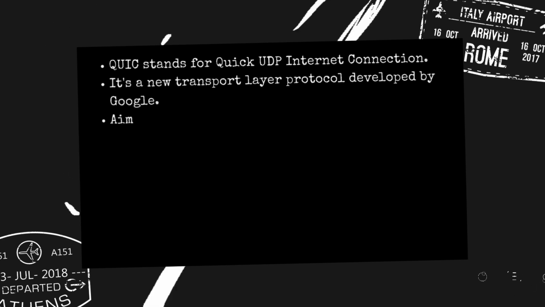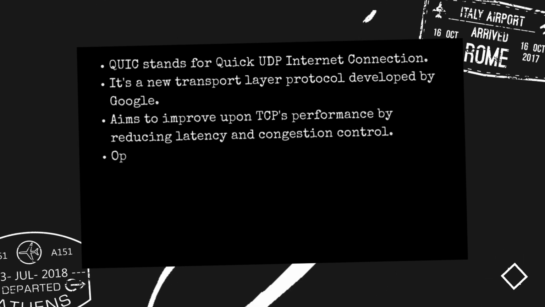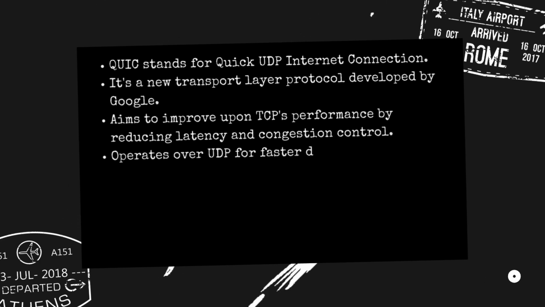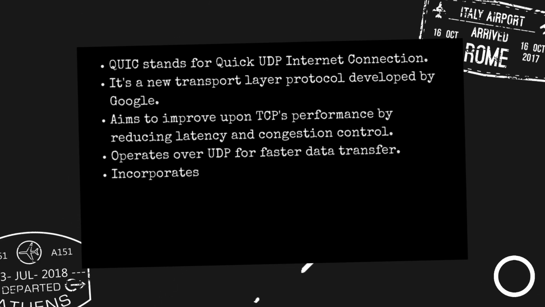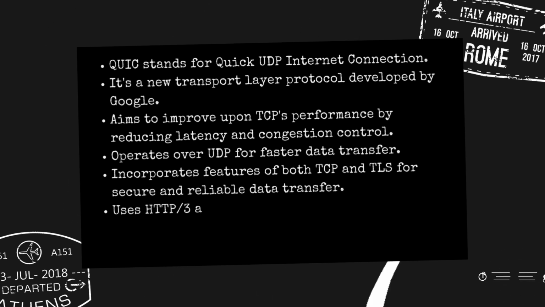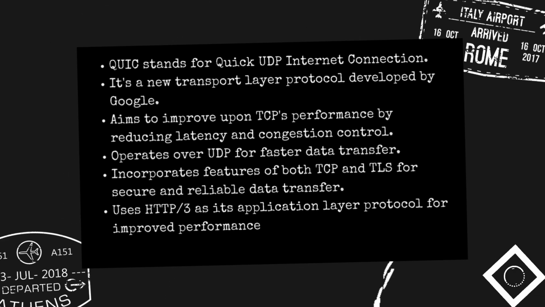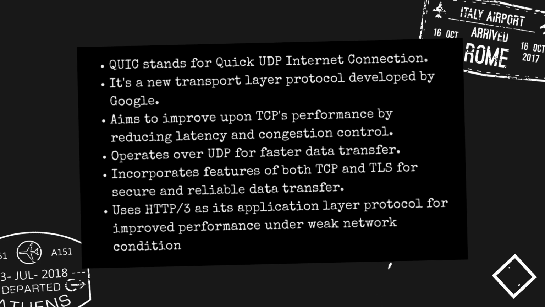QUIC stands for Quick UDP Internet Connection, and it's a transport layer protocol newly developed by Google that aims to improve upon TCP's performance by reducing latency and providing better congestion control mechanisms. It operates over UDP for faster data transfer and incorporates features of both TCP and TLS to provide a secure, reliable, and efficient data transfer. Also, it uses HTTP/3 as its application layer protocol, which helps in improved performance even when the network conditions are weak, thus having a better resilience to packet loss.